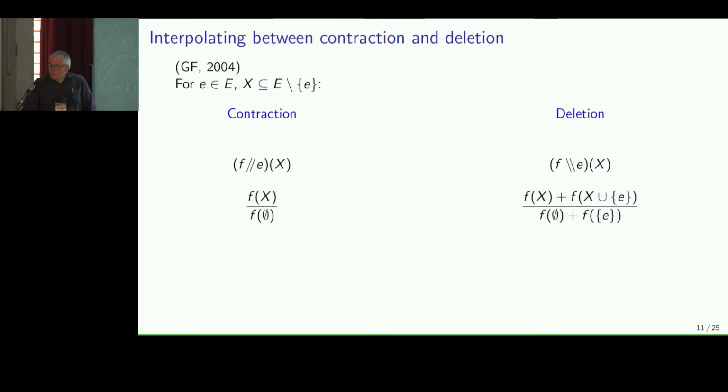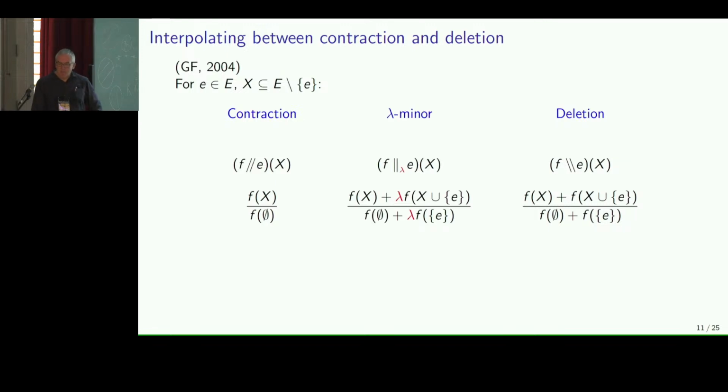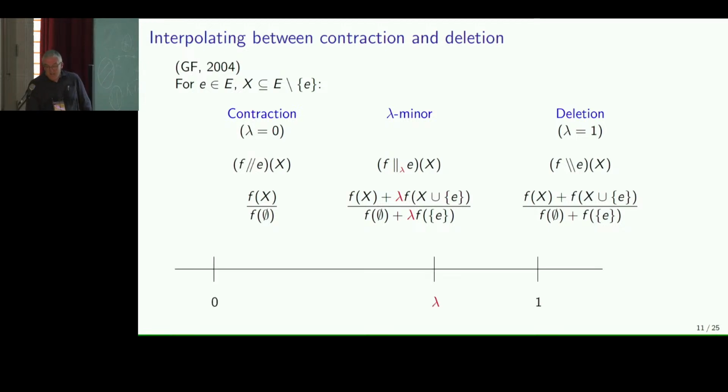I now want to, in the time remaining, talk about another generalisation, and now we're looking at the binary function versions of deletion and contraction. I'm going to look at those two expressions for deletion and contraction. There they are at left and right. And we're going to interpolate between them using some parameter lambda. Okay, so with this parameterized minor operation, this lambda minor operation, lambda equals 0 gives contraction, lambda equals 1 gives deletion. You can have any lambda.